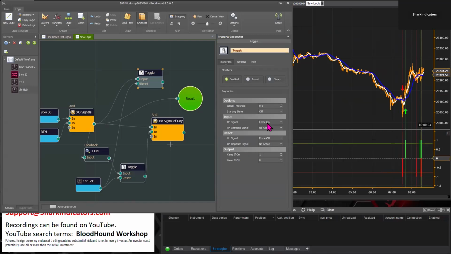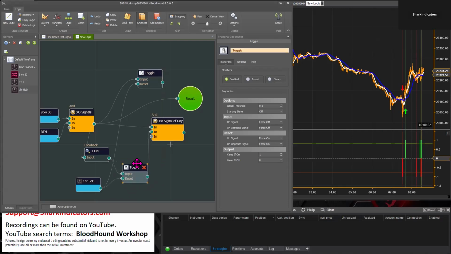And then I would guess here that the third most common situation is you're using a signal coming in to turn it on, and then you're using the same signal direction. So if a long signal comes into the input and it turns the long state on, then sometimes you might use a long signal coming into the reset to then turn the toggle node off. So that's probably the third most common situation there.